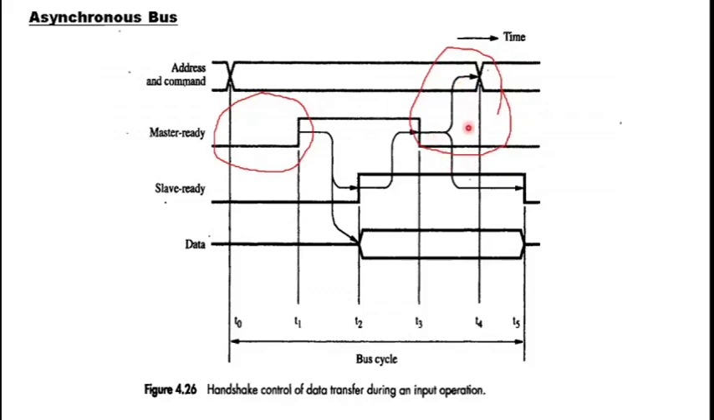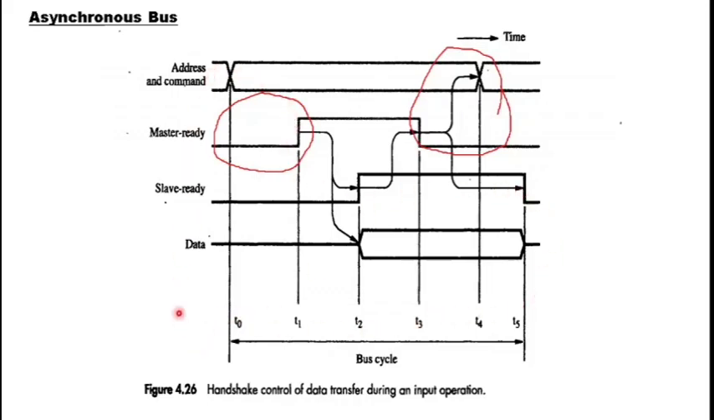Okay, so once the slave recognizes that master ready has been put down, maybe by T5 it will stop transmitting data and it will stop the slave ready signal also. Okay, so these are the major things that you can observe in case of an input transaction.